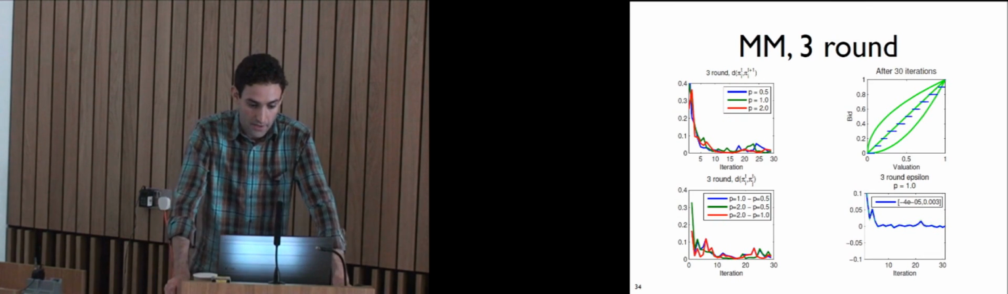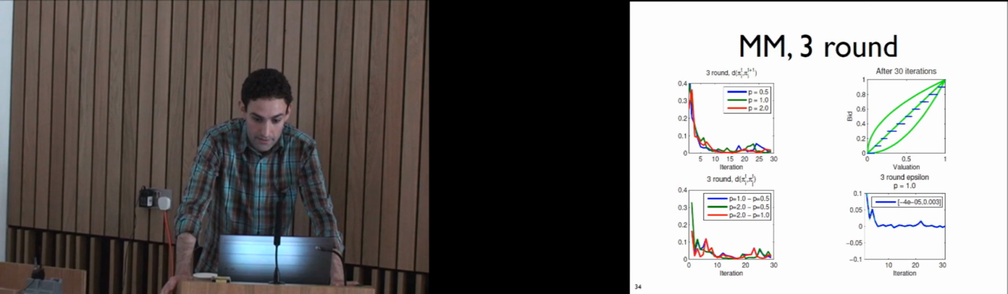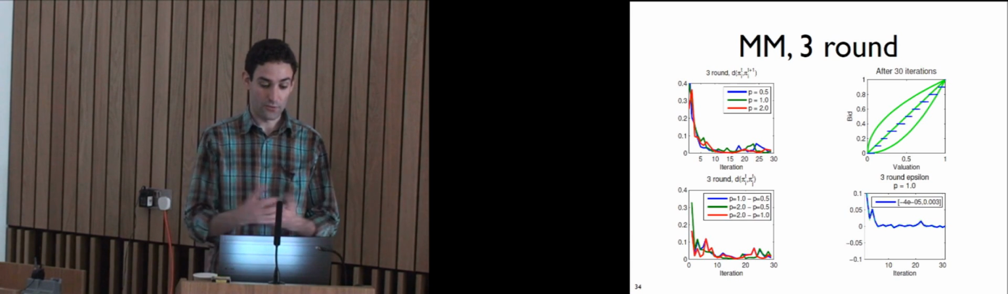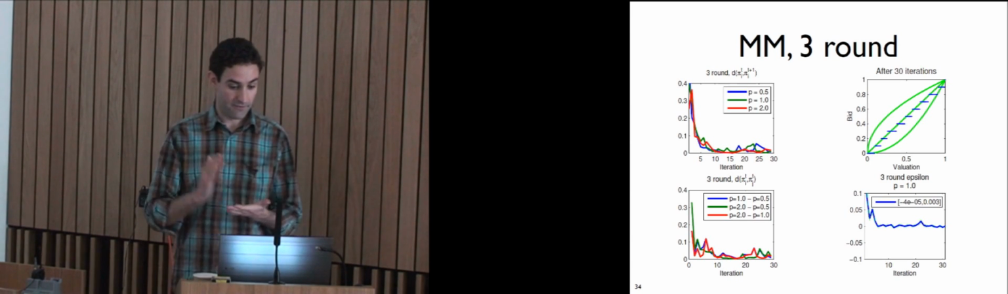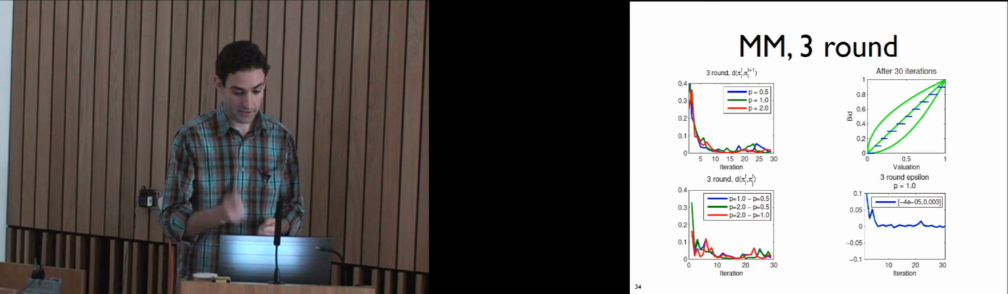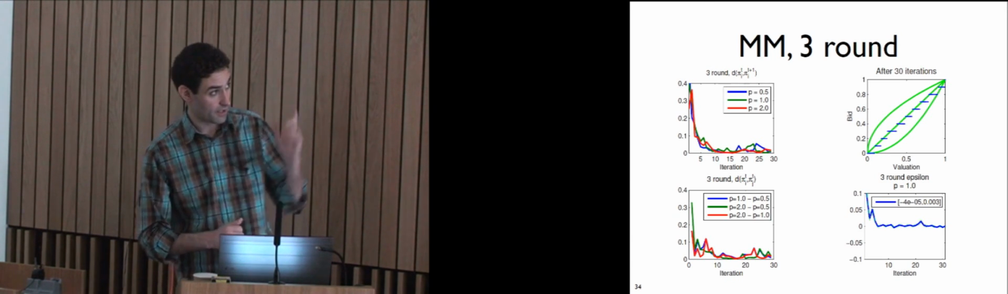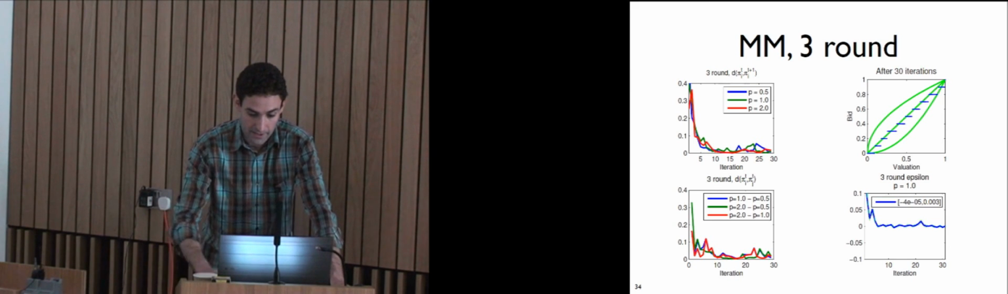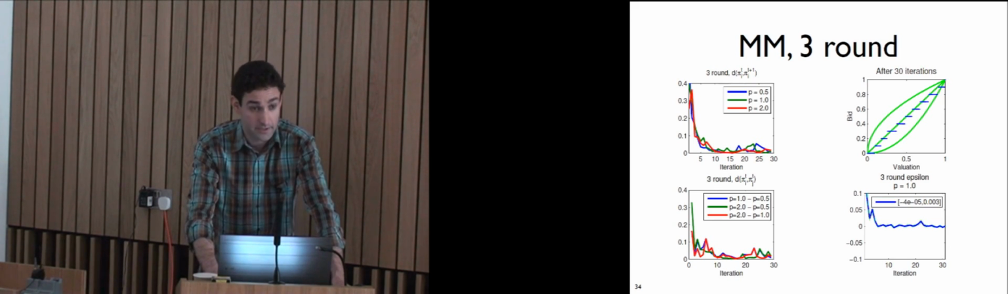Then novel results for 3 rounds of bidding. So the graphs again show that you converge pretty fast and that you converge to the same equilibrium, and the equilibrium is plotted at the top on the right. And again, you're pretty confident in the results.